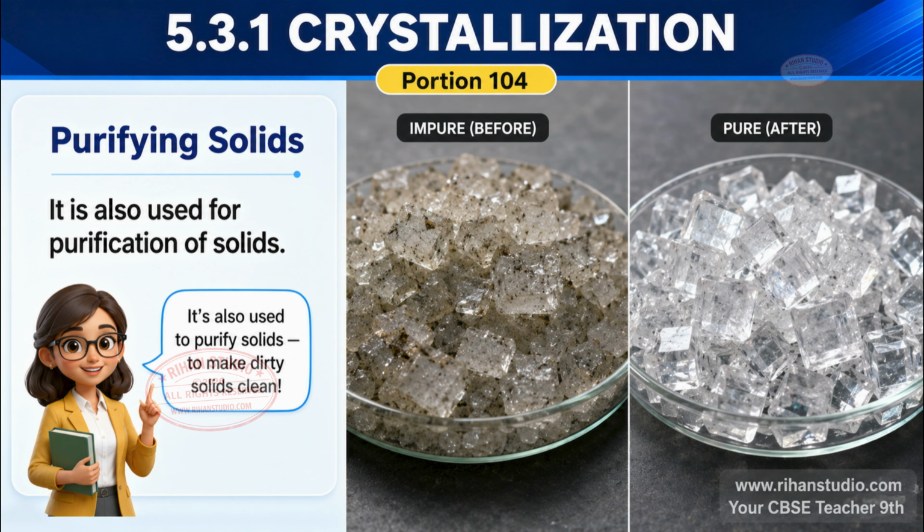Activity 5.3. Take 1 gram of copper sulfate in a 100 milliliter beaker. Add 25 milliliters of water and a drop of dilute sulfuric acid.